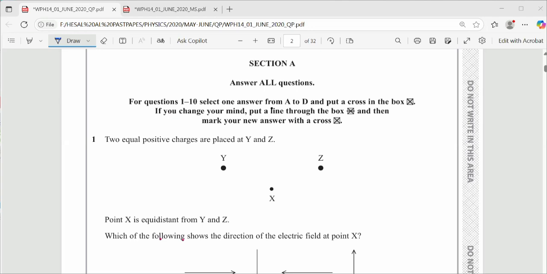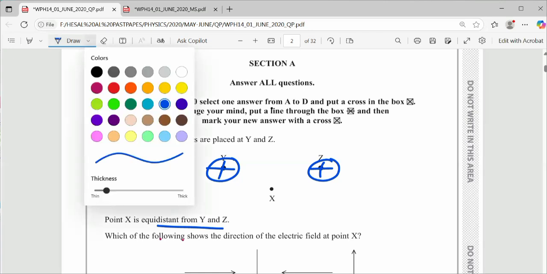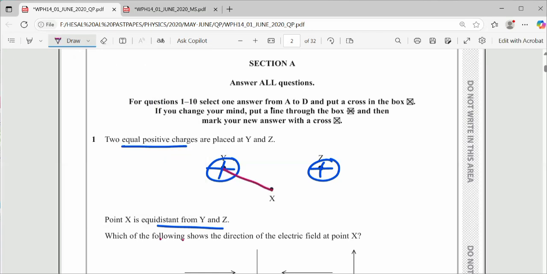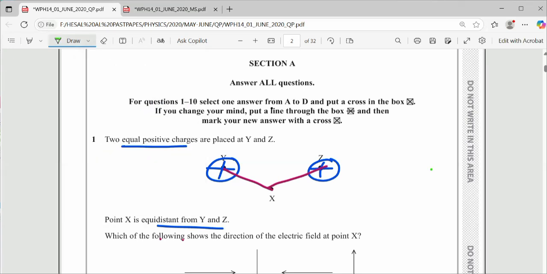In question number 1, it says two equal positive charges are placed at Y and Z. Here plus 1, here plus 1. Point X is equidistant from Y and Z. It means this distance and this distance are equal to each other. Which of the following shows the direction of the electric field at point X?